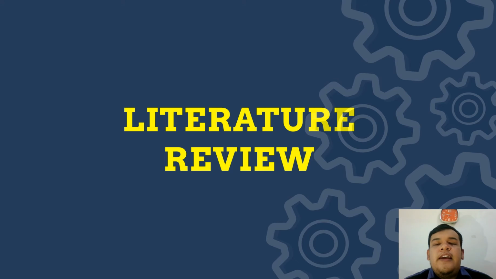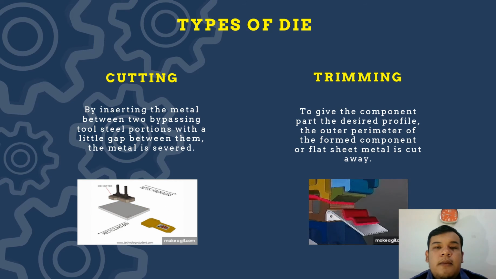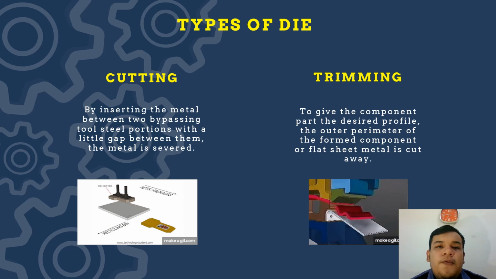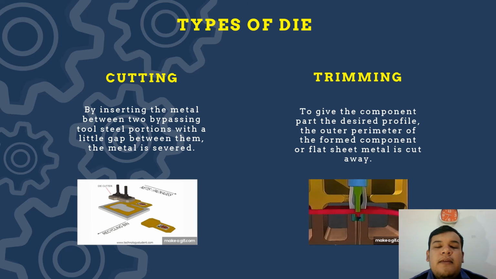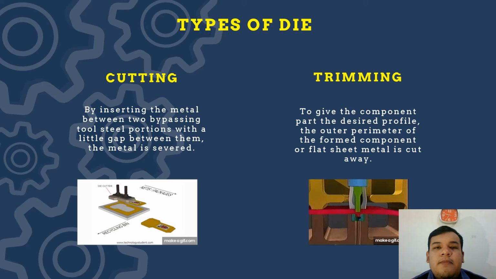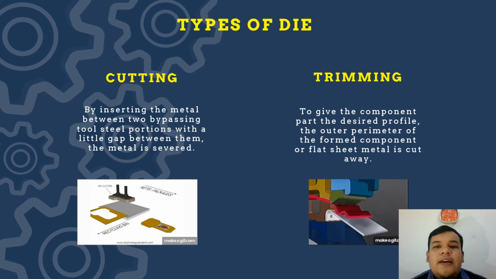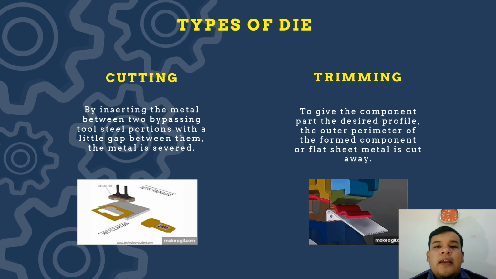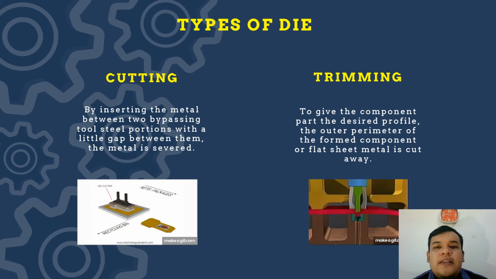Next, I would like to tell about the literature review. This chapter discusses types of die, stamping die framework, and material selection. Stamping dies come in a variety of shapes and sizes. The most often performed process in a stamping die is cutting. Trimming is also a process used in stamping die. Trimming dies cut away excess or unwanted irregular features from a part. They are usually the last operation performed.